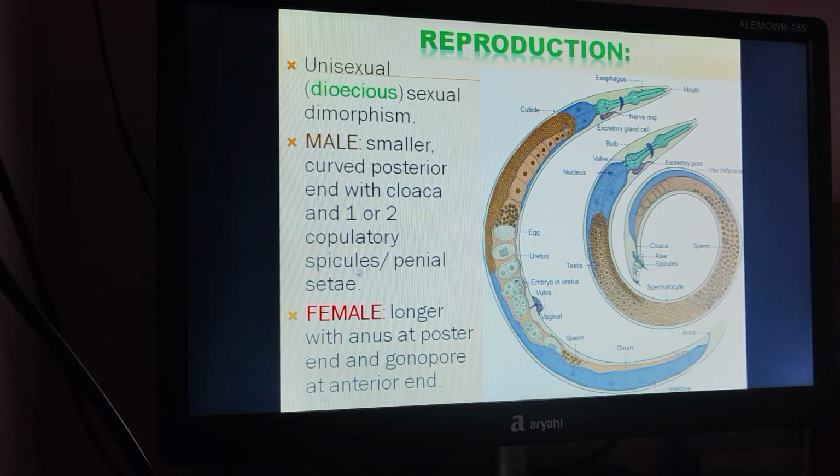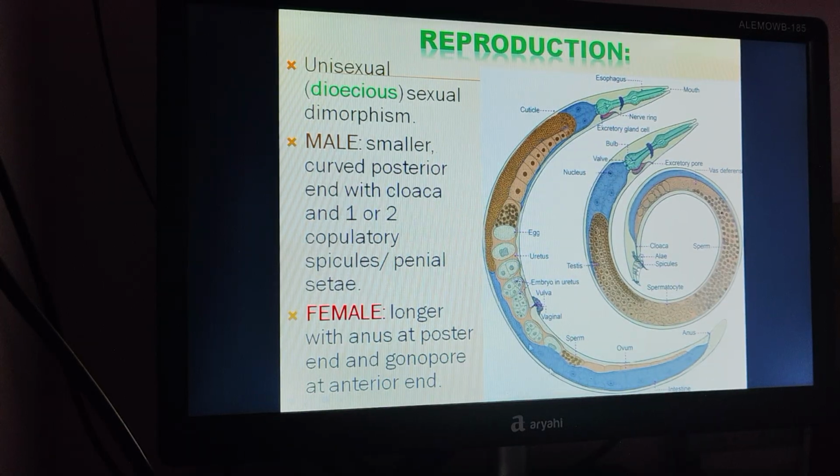Copulatory spicules or penial setae, you will see them here. So these are meant for copulation. These copulatory spicules and penial setae are meant for copulation.